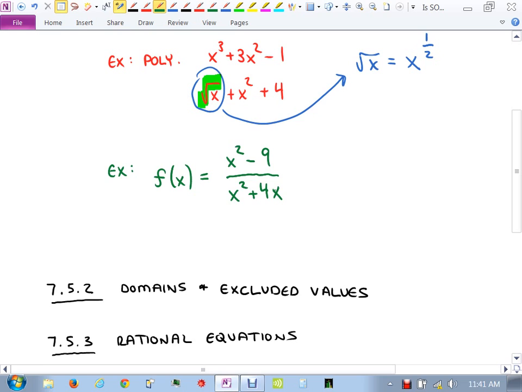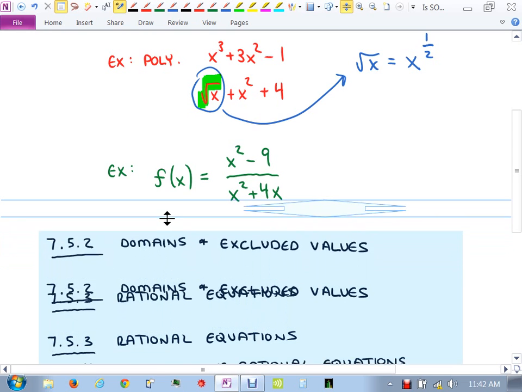X squared's okay, plus, all right, you have a second term there, 4x. What's the power on that x if it's not written? 1, okay. So that's okay to have. Any questions? That's a rational function. Okay, now that we have the idea of a rational function, let's talk a little bit about domains.